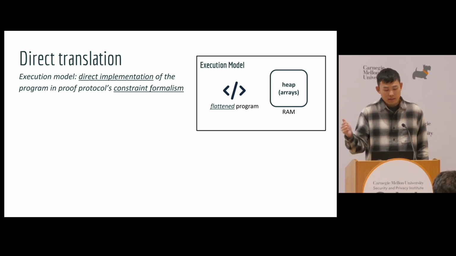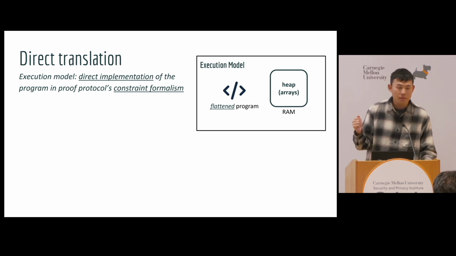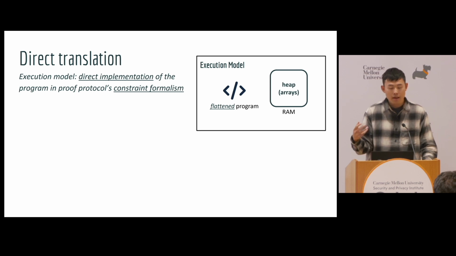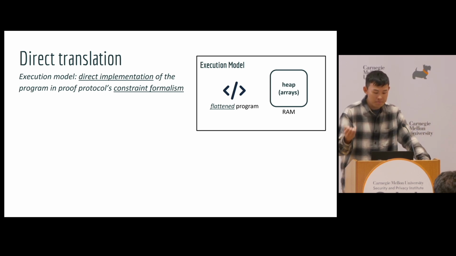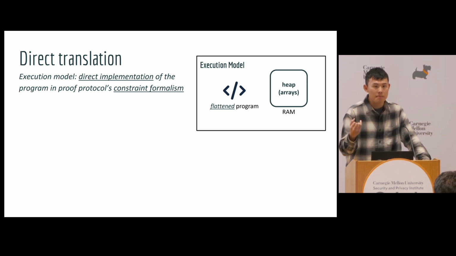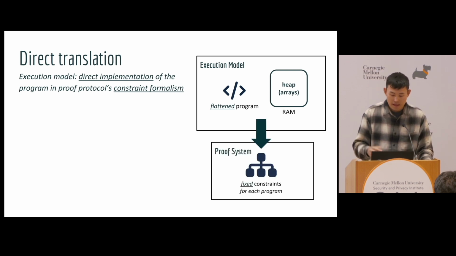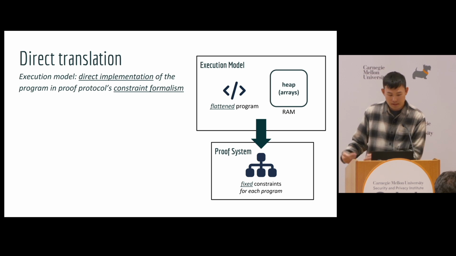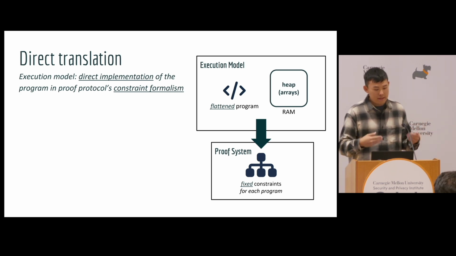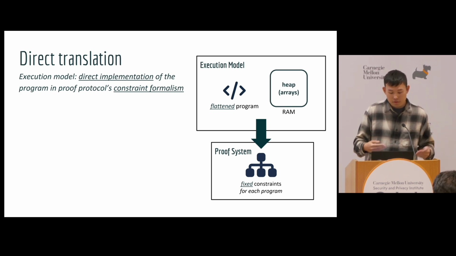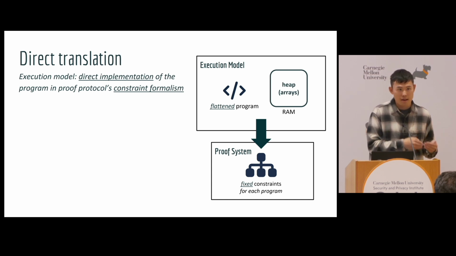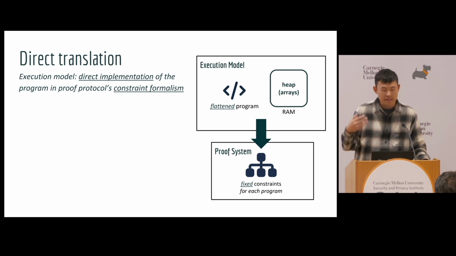optimal. In direct translation, the execution model is the direct implementation of the program in the proof protocol's constraint formalism. In other words, it takes in two things, the flattened version of the program and the heap memory to store all of the array contents, and it compiles them into a fixed set of constraints unique to each program. So to actually prove the correct execution of the program, the prover would provide an assignment to the constraints that correspond to the execution, and the verifier checks that these assignments indeed satisfy the constraints.